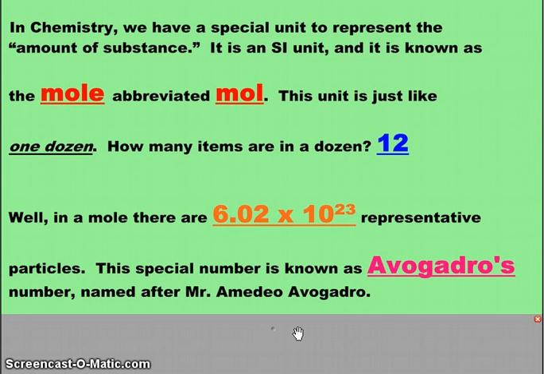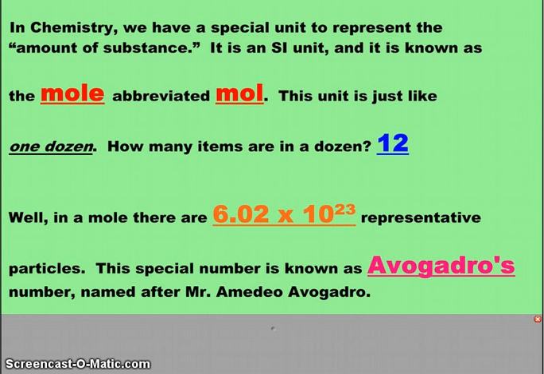Yes, indeed. Now, this special number is known as Avogadro's number, named after Mr. Amadeo Avogadro, who first envisioned this concept. And it's a very big number. 1 million is times 10 to the 6th. 1 billion is times 10 to the 9th. A trillion is times 10 to the 12th. So we're not even approaching 1 mole when we're talking about a trillion.